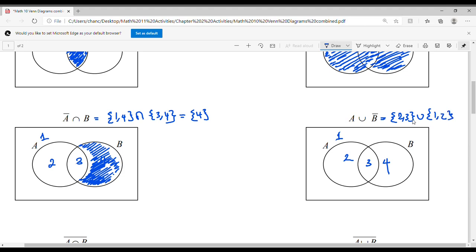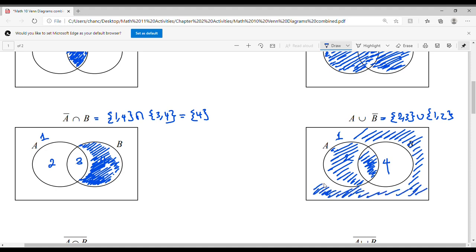Now, the union of these two is what is in one or the other or both. I'm going to shade everything from each of these. So we're going to shade region 2. We're going to shade region 3. We're going to shade region 1. Remember, it's one or the other or both. And so this is our shaded region. It's everything except 4. So this is it.